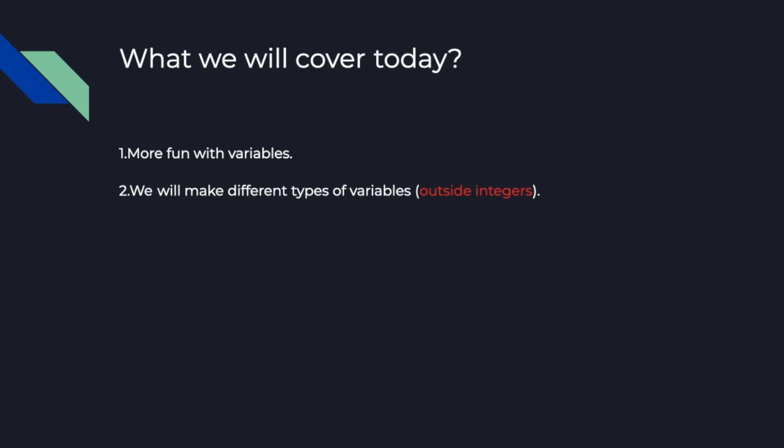Variables are something important in programming. It's an important form of storing memory. And then we will make different types of variables outside integers, of course, because we've had enough of integers. I just want to clarify one thing about integers before we go forward.